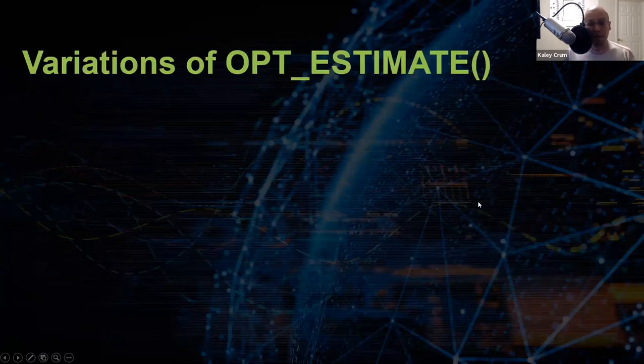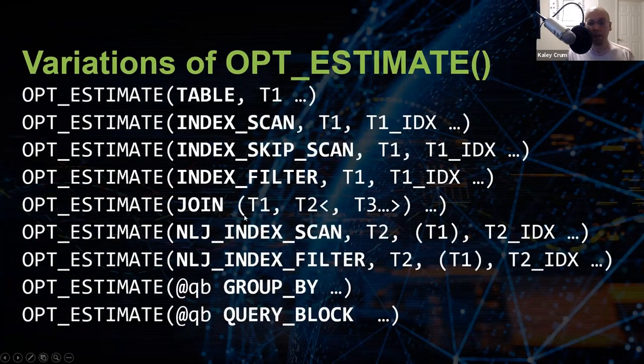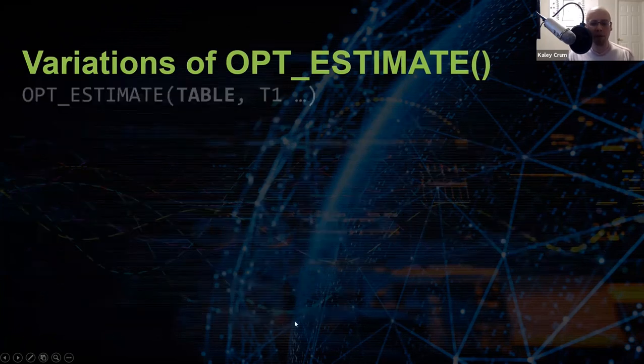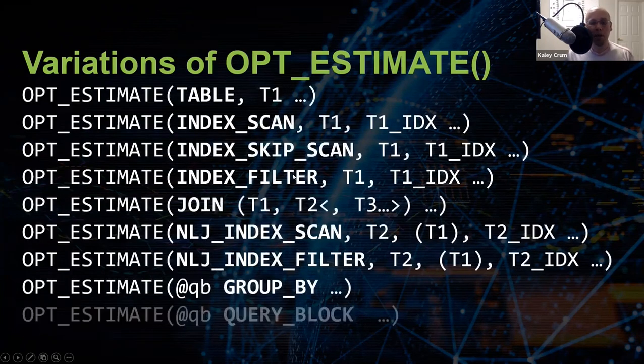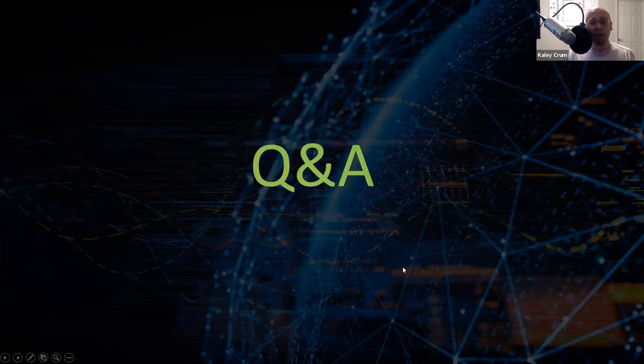So there's lots of variations of this very useful hint. You can have one for table, index scan, index skip scan, index filter, join nested loops, index scan, nested loops, index filter, group by, query blocks. There's all kinds of ways that you can use this. And there are variations of how to specify rows. I think we talked about all these. Rows equals 99, scale rows, min rows, max rows, or you can combine scale rows with min and max, or just one or the other. It doesn't really make sense to say rows and then min, or rows and then max, so you wouldn't necessarily want to do that. But if you're using scale rows, then absolutely, it might make sense to combine these.